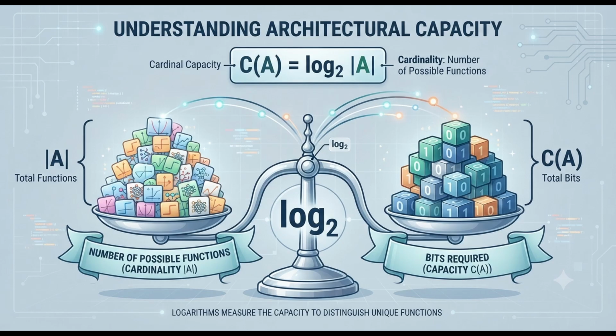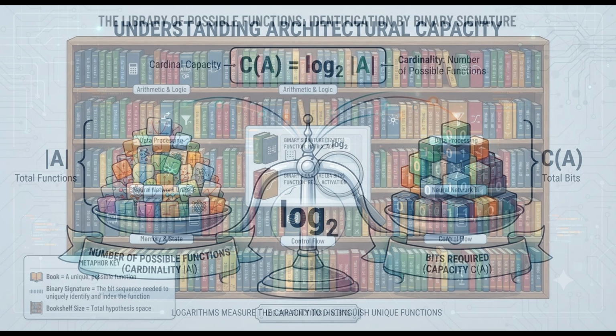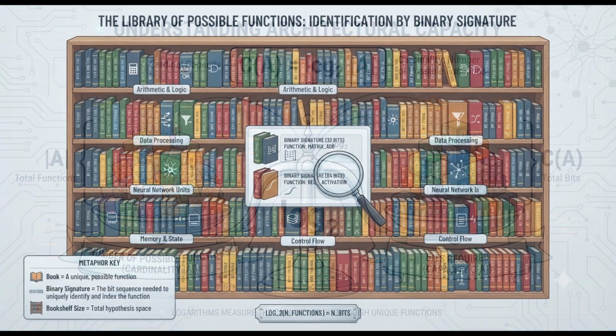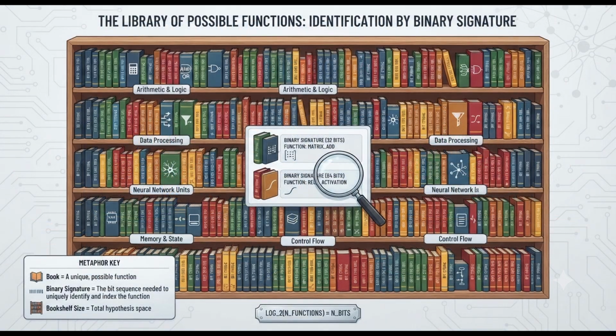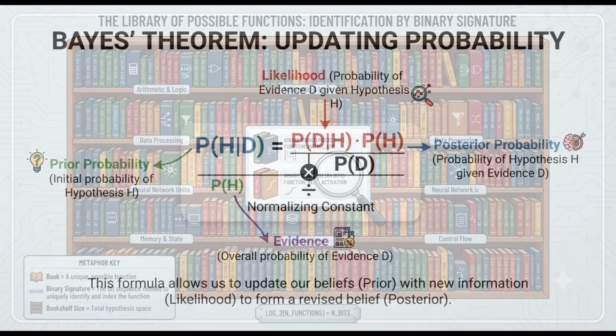You count how many distinct functions a given architecture can possibly take on, and then take the logarithm base 2 of that count. The result can be interpreted as the number of bits needed to uniquely identify a specific function out of that enormous set, and those are exactly the bits that ultimately have to be stored in the weights for the network to know the right function.